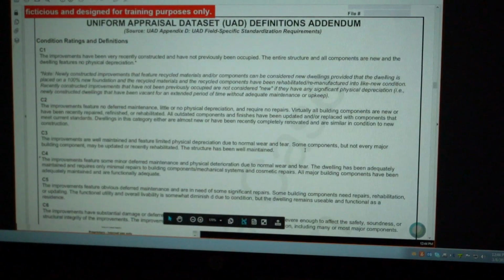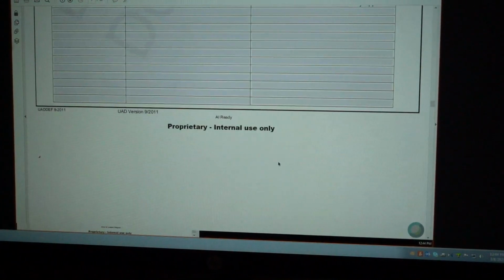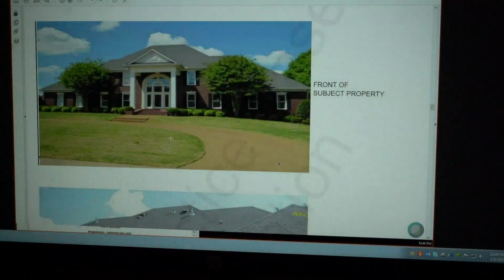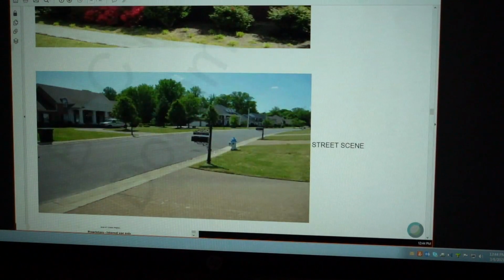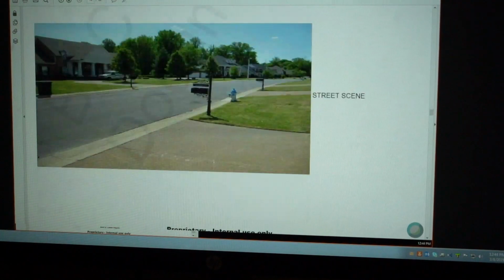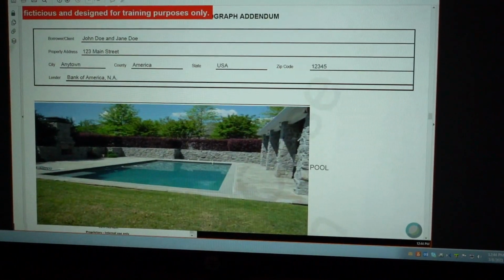With regards to the pictures for exteriors, like I said, all you need is front, rear, and street scene. Nothing else. There's your front, there's your rear, and there's your street scene. So my outside pictures are done. Inside, main living area, kitchens, bathrooms, and any physical deficiency. That's it. I do not need pictures of bedrooms. Do not condition for pictures of bedrooms.